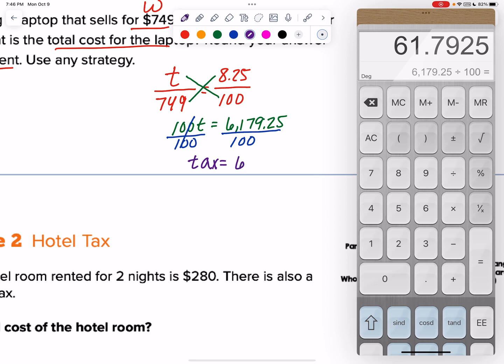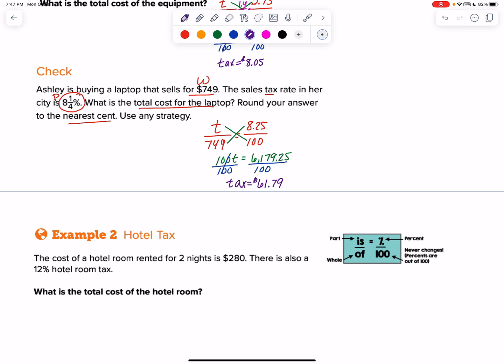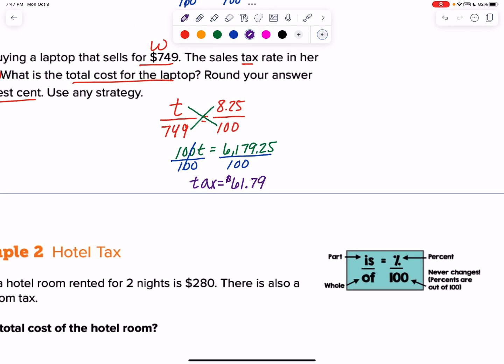So we have $61, and they want us to round to the nearest cent, okay? So I'm cutting it off after the 79, and it doesn't round up, so there we go. All right, now, if it just says what is the tax, we would be done, but it says what is the total cost, so be really careful about that.